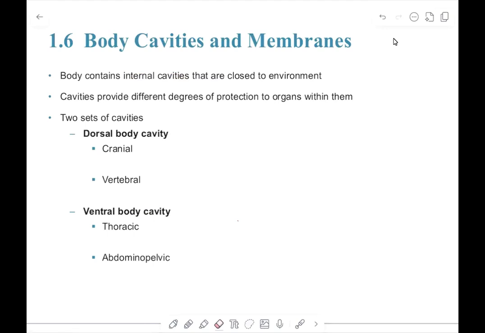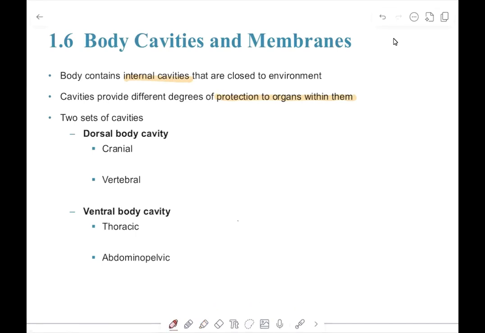The internal body is separated into internal cavities, which are closed off to their environment. The purpose of these cavities is that they provide protection to organs that are within them. So you need to know the names of the cavities, the subcavities, and the different organs that are found within them. So we'll be going over those next. Also, be able to relate the cavities using directional terms.